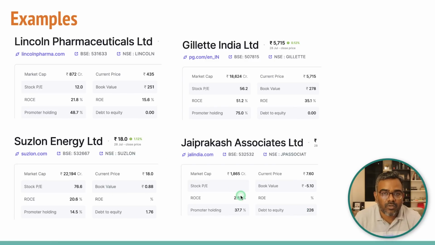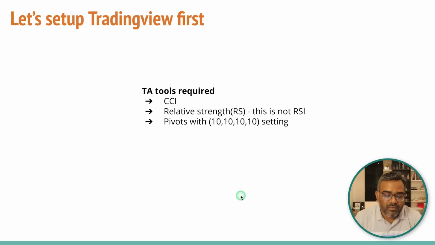Such stocks should be ignored for your investment portfolio. So let's move on. Let's set up TradingView first. I'm going to show you how to set up TradingView using which indicators, and then we'll come back and discuss the entire strategy itself. So tools required are CCI, relative strength, and pivots with 10-10-10 setting. And this is the only thing that you require in order to start investing with technical analysis. So let's look at the TradingView setup now.